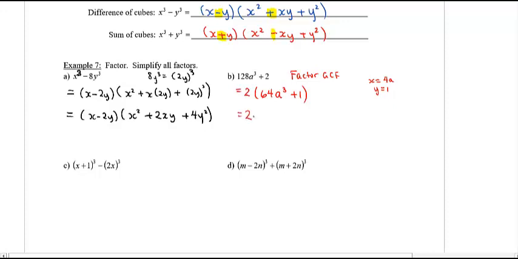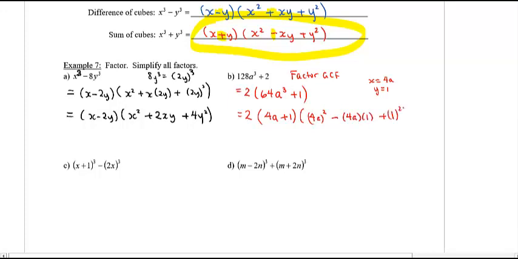So we'll have the 2, and then now I'm going to use the sum of cubes formula, the one I'm going to highlight here in yellow. So here we go, x plus y. In this case, my x is the 4a, my y is the 1. And then my next bracket, 4a, and remember we have to square it, minus 4a times 1 plus 1 squared. And so now we can expand this out and simplify at least the stuff inside the second bracket. 4a all squared is 16a squared minus 4a plus 1. And there's our final answer.